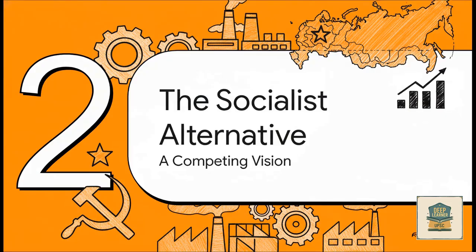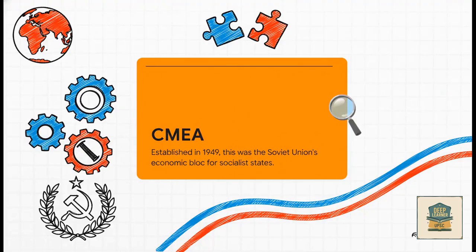But here's the thing. This capitalist blueprint wasn't the only game in town. Not by a long shot. The Soviet Union and its allies, they had a completely different vision for the world, built on a totally different set of principles. So in 1949, the Soviets created their very own economic club, the Council for Mutual Economic Assistance, or CMEA for short. This was a direct answer to the West's system.